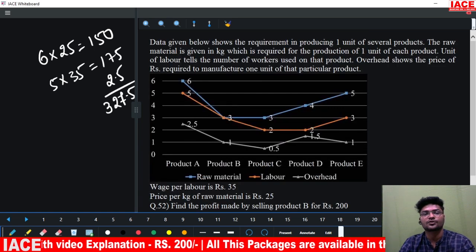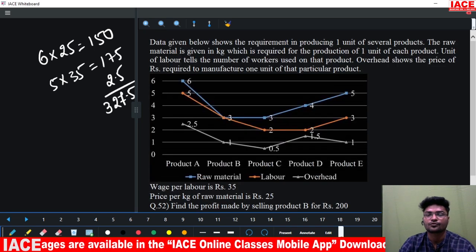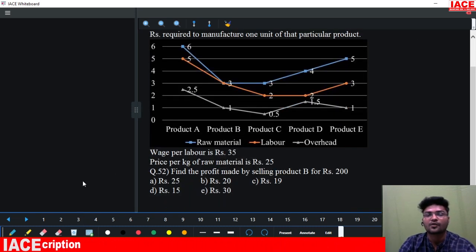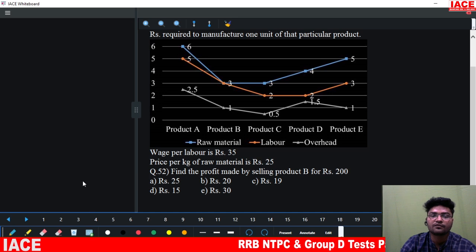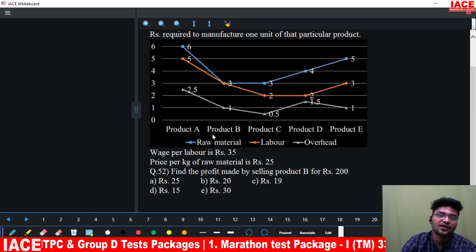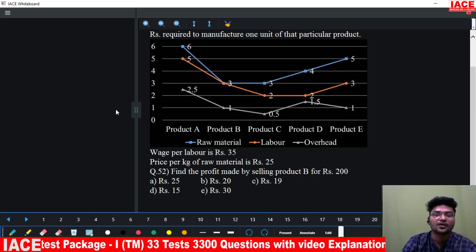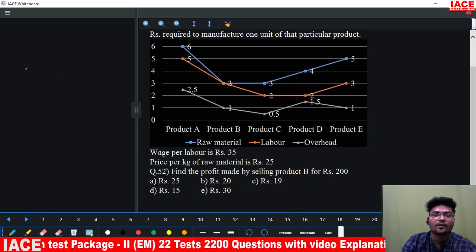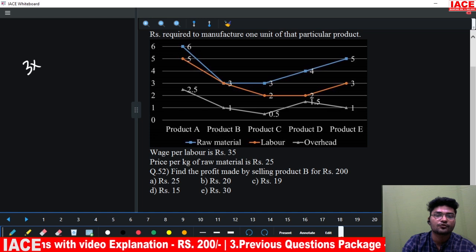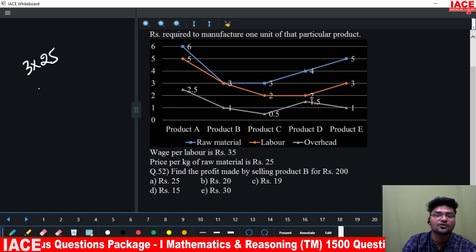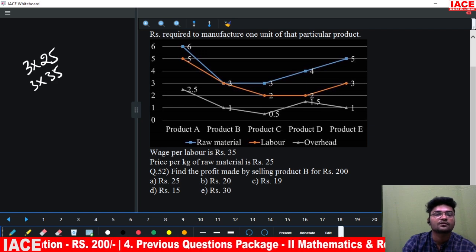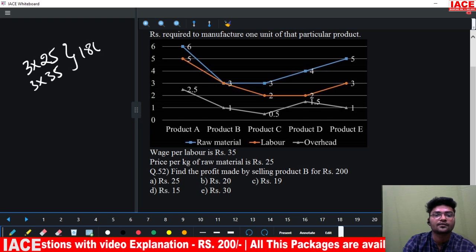Next question. Question number 52. Now again, what is this question asking? Find the profit made by selling product B for rupees 200. That means I have to find out the cost price of B. B, how much it is? Raw material is 3 kgs, so 3 into 25. Labor is also 3, so 3 into 35. So if I take 3 common, this will be how much? 3 into 60. 3 into 60 is 180.